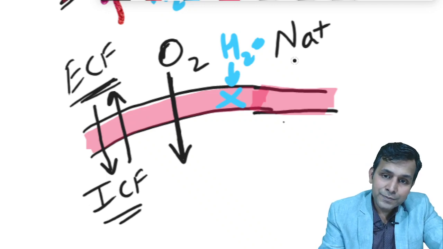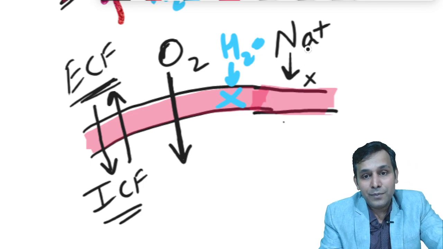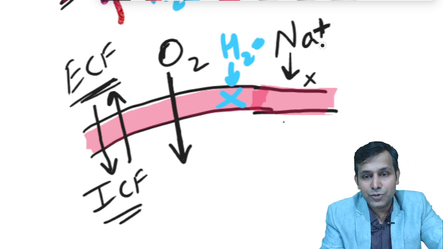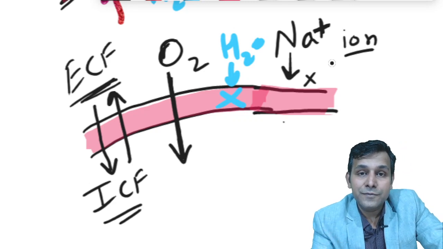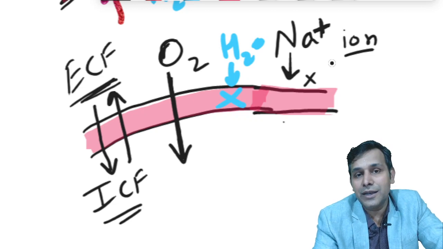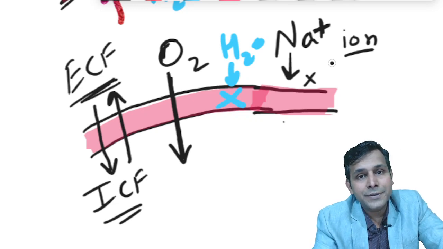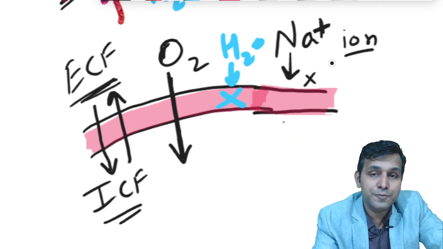So sodium can come near the cell membrane, but it cannot cross the cell membrane. Why? Because sodium has a charge on it. It's an ion. An ion is a part of an atom which has got charge on it, which has either donated or accepted electrons. So sodium ion cannot cross the lipid bilayer because it is a charged particle.